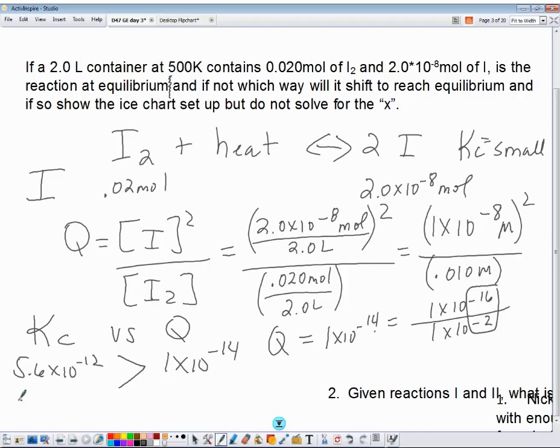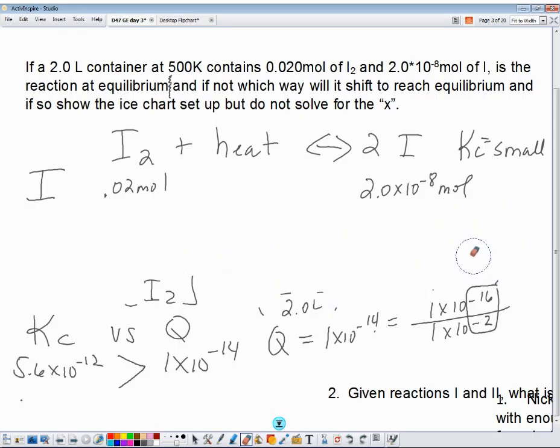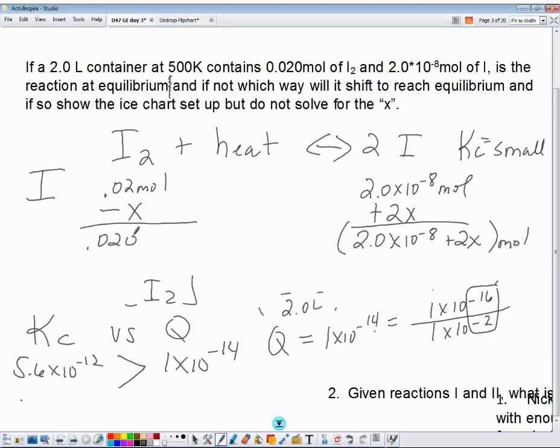Now, if I were to go back up here into my ICE chart, I'd have to grab a handy-dandy eraser real quick. And we're not going to solve this because we'd have to do quadratic. But if I were to show what it did, minus x, plus 2x, so that at equilibrium I would end up having that many moles at equilibrium over 2 liters. That would be my change, and this would be my E. Didn't want you to solve it, just wanted you to think about what shifting towards the product side means. It means you go do your x's.